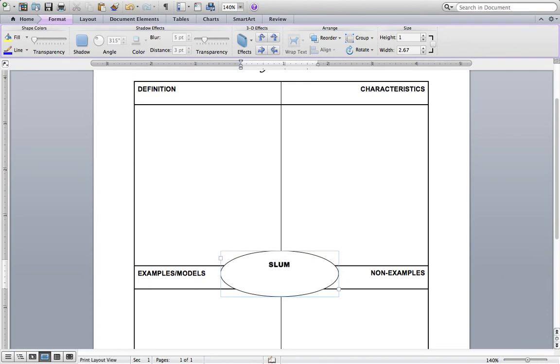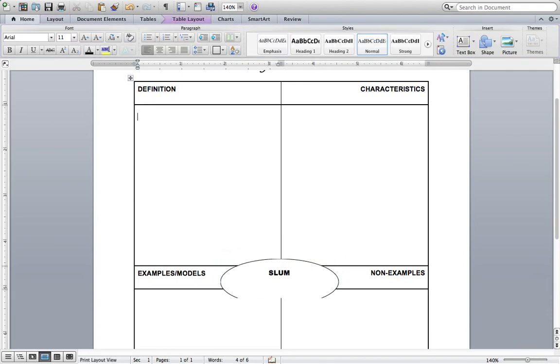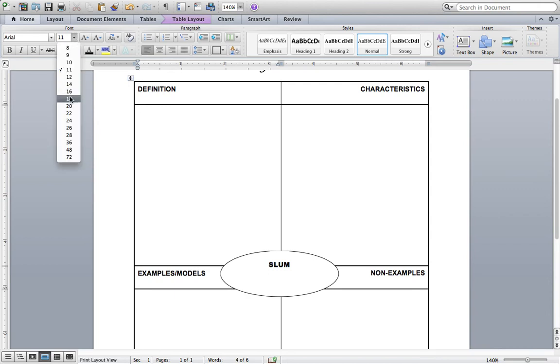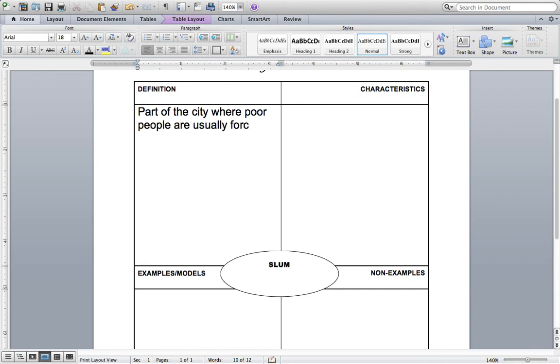The next term is slum. By definition, a slum is a part of the city where poor people are usually forced to live. Because of lots of different reasons, poor people are usually forced to live in these areas of the city. These are usually where it's less expensive to live, but the conditions are usually far from ideal.